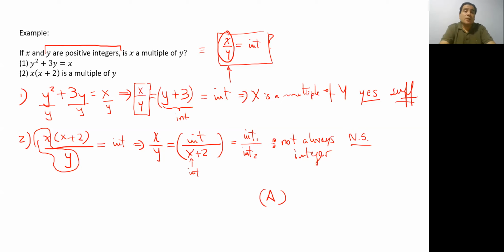Know that you don't have a clue as to what the real values of x and y are. We can never know what x and y are, but we know for certain that x must be a multiple of y in the first statement, okay?